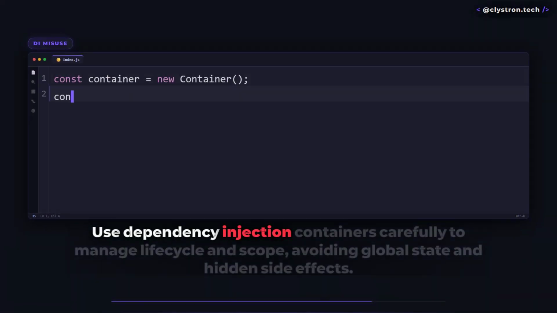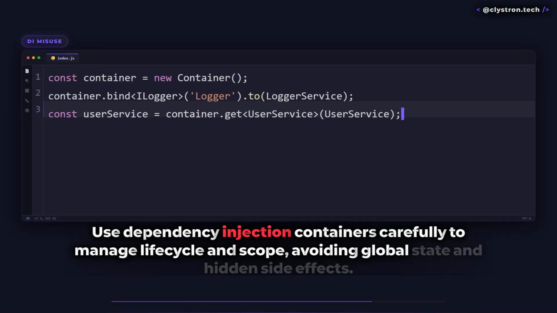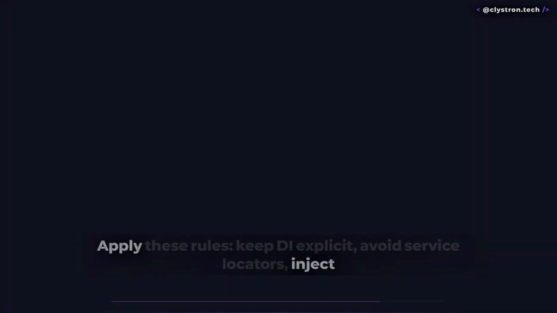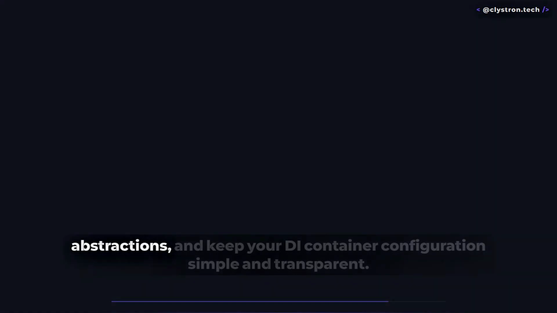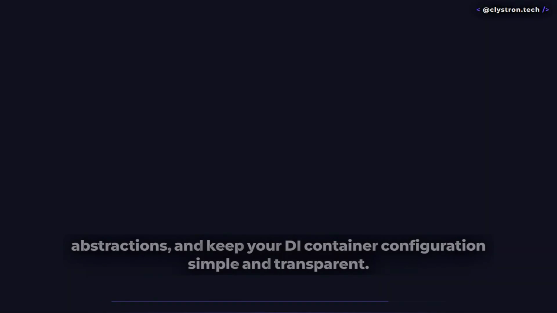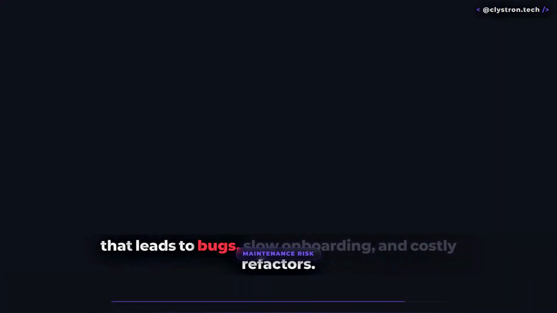Use dependency injection containers carefully to manage lifecycle and scope, avoiding global state and hidden side effects. Apply these rules. Keep DI explicit, avoid service locators, inject abstractions, and keep your DI container configuration simple and transparent. Overcomplicated DI or ignoring best practices results in maintenance risk that leads to bugs, slow onboarding, and costly refactors.